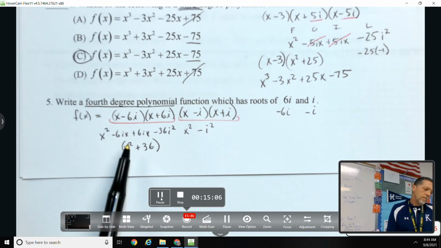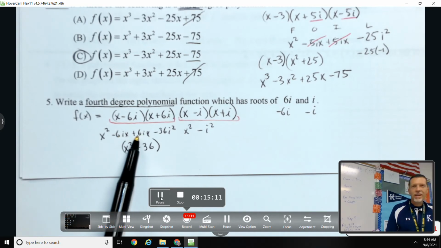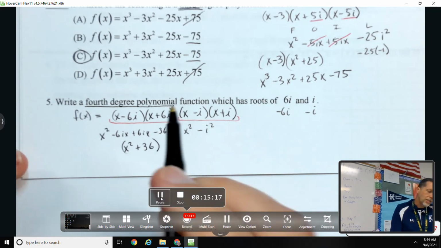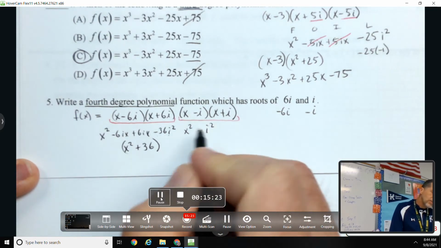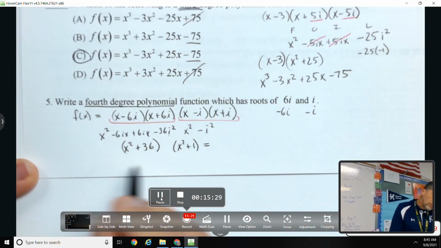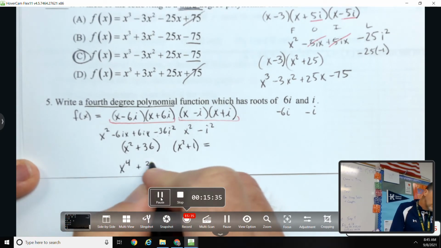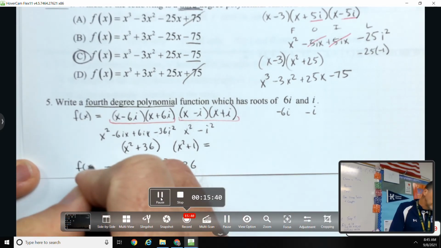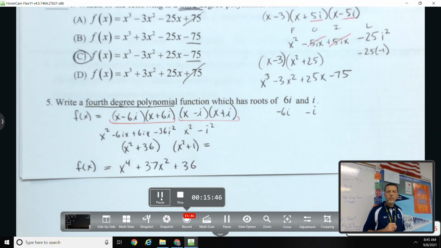So there's the first one I did. I showed all the steps, and then I'm like, you know what? This always cancels. So when I get to this one, I'm not going to write out the O and the I of FOIL because I know it will cancel. i squared is -1, so it changes the sign of that. Same thing here. i squared is -1, so that becomes x squared plus 1. And then I need to FOIL that. That's not too bad. x to the 4th plus 37x squared plus 36. And then I need to have y equals, or f of x equals, to make it a function or an equation.